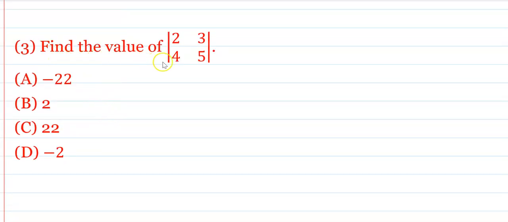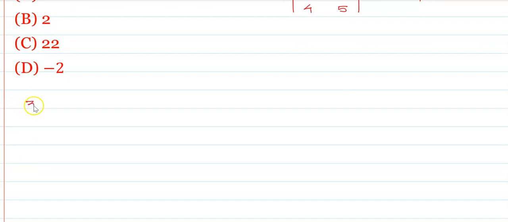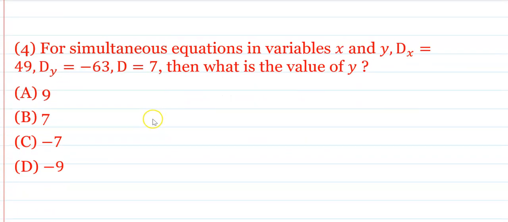Again, find the value of the determinant. It's very simple. 2, 3, 4, 5. These are the questions from chapter number 1. 2 into 5, you will get 10. 4 into 3, 12, so 10 minus 12 is equal to -2. Therefore, the value of the determinant is -2, and therefore you can write the answer 3, D, in this way. Okay. Now the next question.